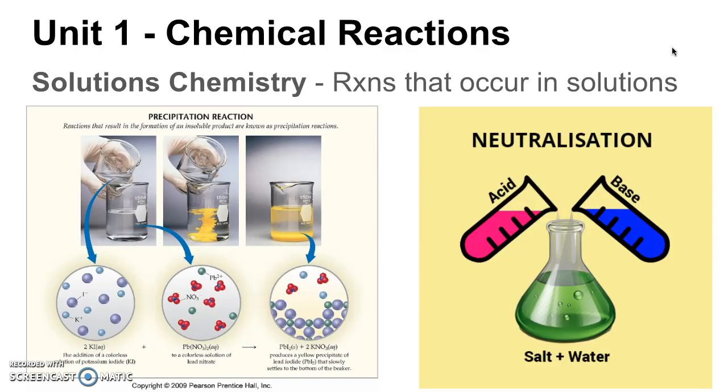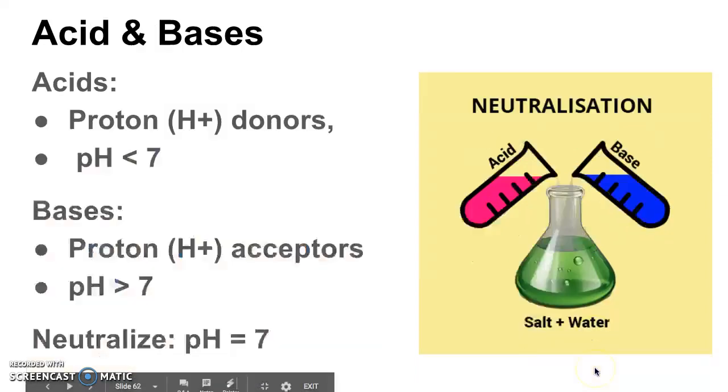All right, let's start. In this unit, we've been looking at solutions chemistry, the reactions that occur in solution. There are two types, precipitation reactions and neutralization reactions. We're going to focus on neutralization reactions. That's where we add an acid and a base together and we get a salt and water.